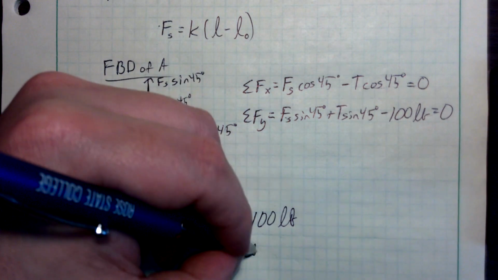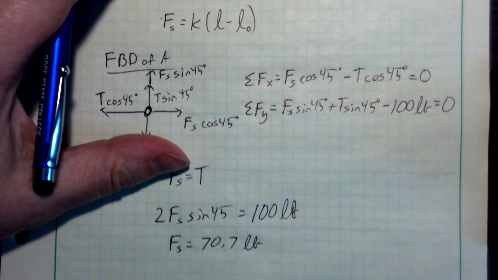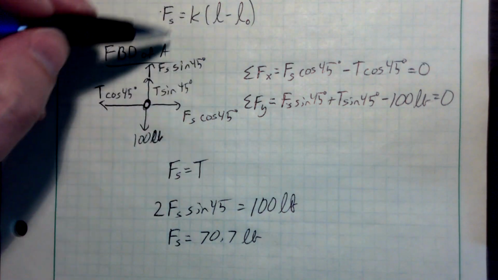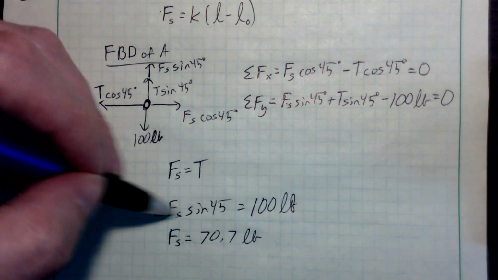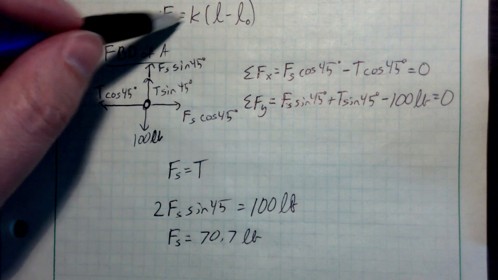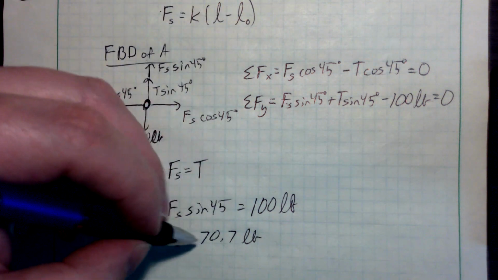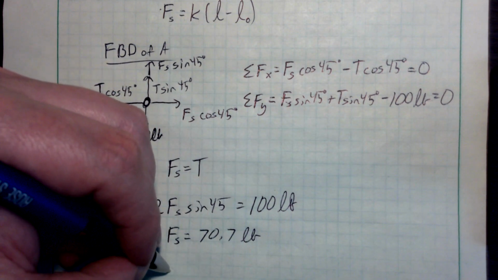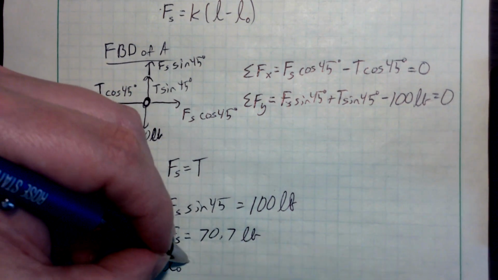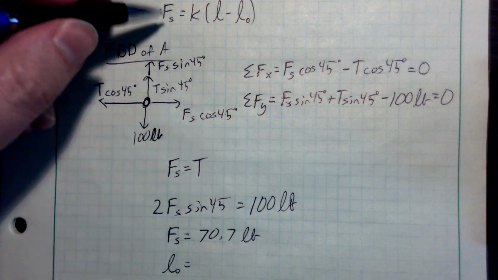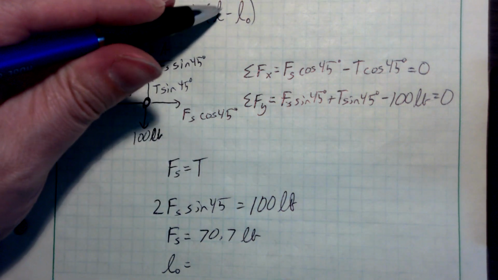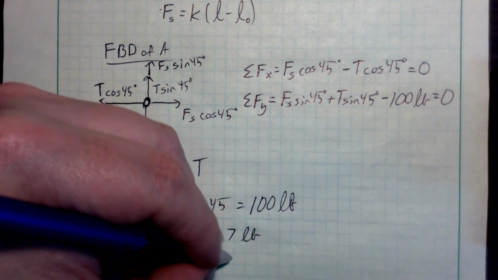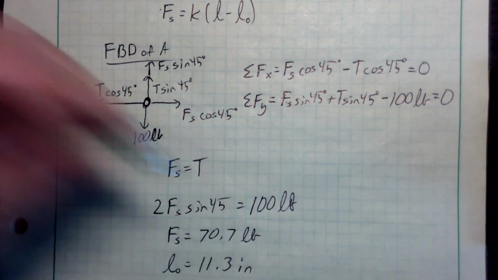70.7 pounds. If that's wrong, please feel free to tell me that in the comments. You can just solve for L naught and plug that in. You can solve this for Fs, plug that in here, solve for L naught. You don't ever actually have to find Fs. But if you do, you can. And you should be able to solve then, given Fs, plug that in here, you know K, you know L, solve for L naught. You should be able to find then L naught is 11.3 inches.